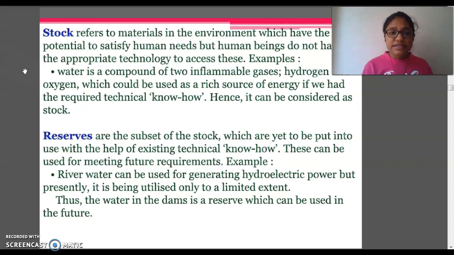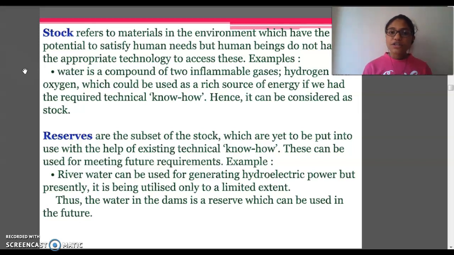And the last is reserve resource. A reserve resource is almost a kind of stock resource which is yet to be put into use with the help of existing technology. We know how to use it, but we have not completely used it. All those resources belong to reserve resources. For example, river water can be used for generating hydroelectric power, but presently it is utilized only to a limited extent and we are not using it completely, so it comes under reserve resource.